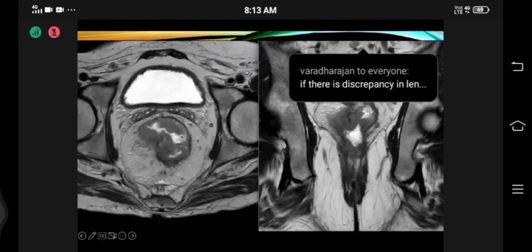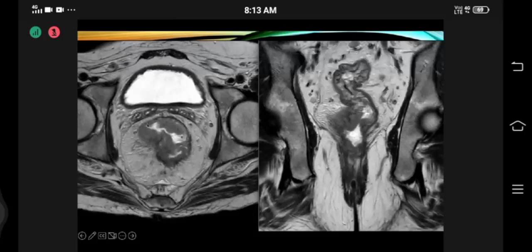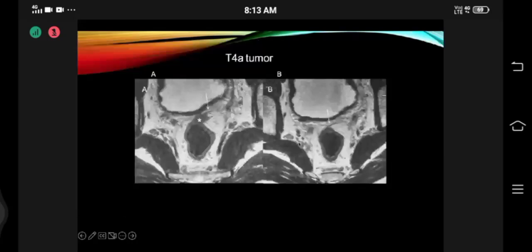So this is another example of T3, where this black line, if you see anteriorly, it is maintained, and there is a breach along this aspect. So this is a T3 tumor. This is above the puborectal extension. And this is a T4A tumor, which is involving the anterior peritoneal reflection.